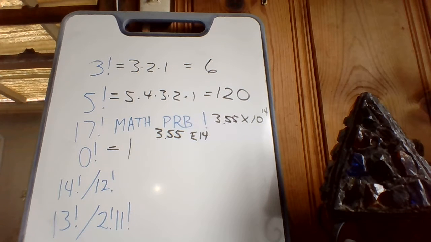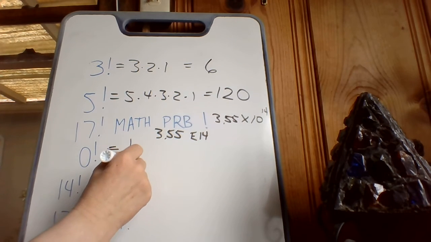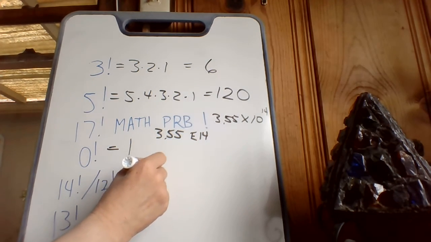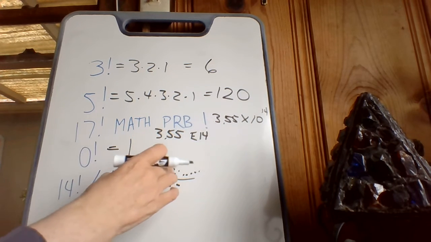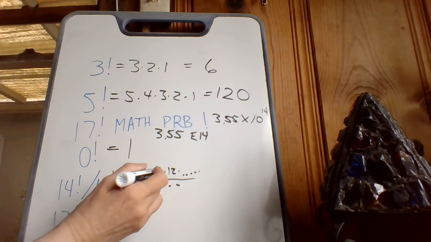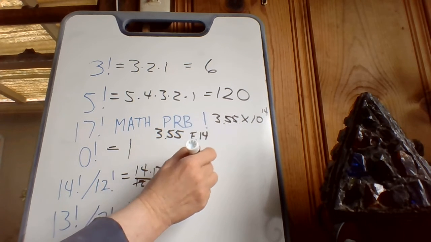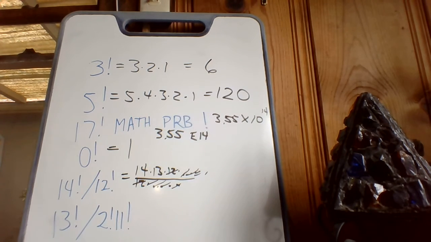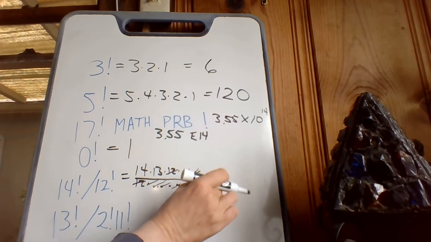Now, 14 factorial divided by 12 factorial. I could do all these e to the somethings, but if I just write it out, 14 times 13 times 12 times, over 12 times, and after the dot, dot, dot is 11 times 10 times 9 times, and after the dot, dot, dot on the bottom is 11 times 10 times 9 times. Basically, 12 is going to cancel with 12, 11 would cancel with 11, 10 would cancel with 10, and so on down the line. All this stuff cancels with all of that stuff. So really all I'm left with is 14 times 13.